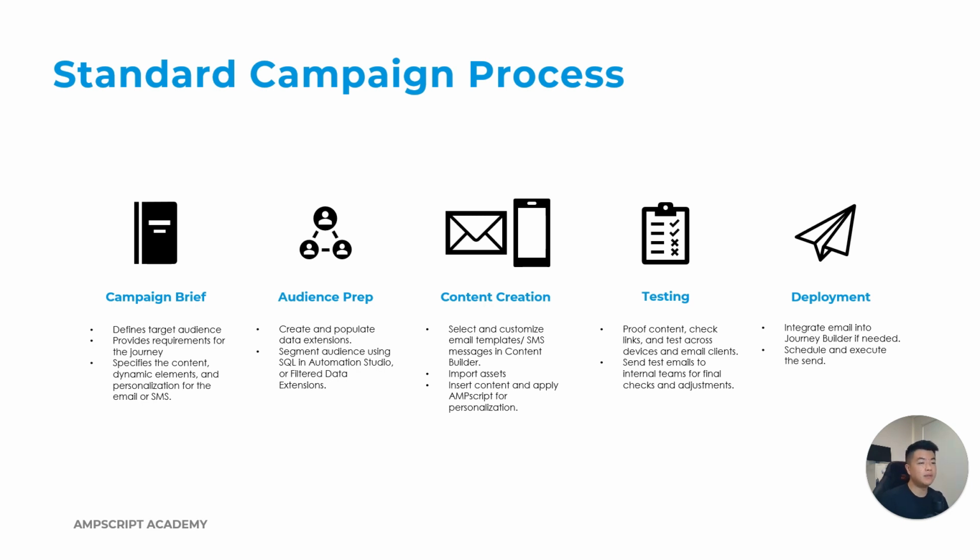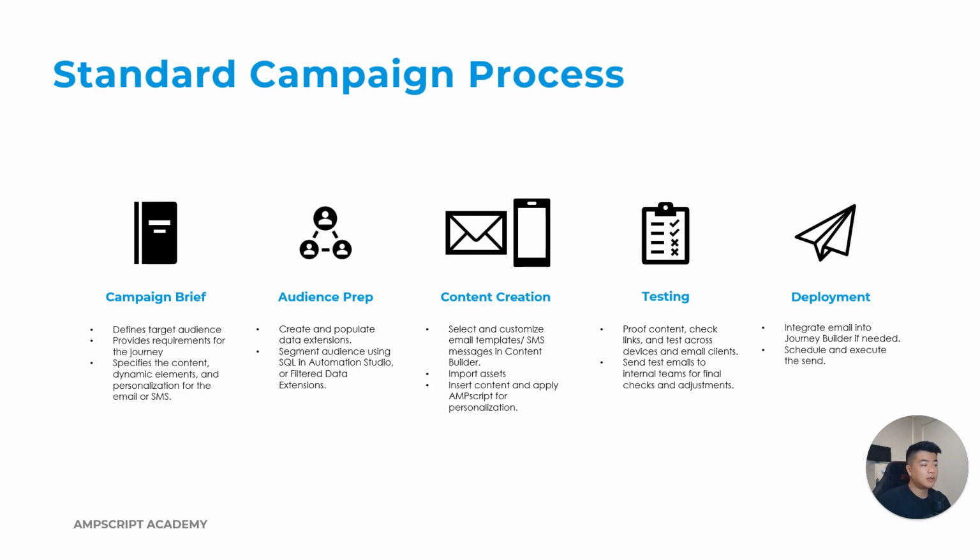Once you receive this brief, obviously you're going to go back and forth and make sure you align your understanding and objectives for that specific campaign. The next section here is the audience prep. Normally this is probably done by another team member in the developer space, or sometimes it's done by you. It really depends on the role. But in this audience prep, you'll be creating the data extension that you'll be using for your email send. So it's your sending data extension. To populate that, you might be using filter data extensions based on the audience criteria, or you use SQL in Automation Studio.